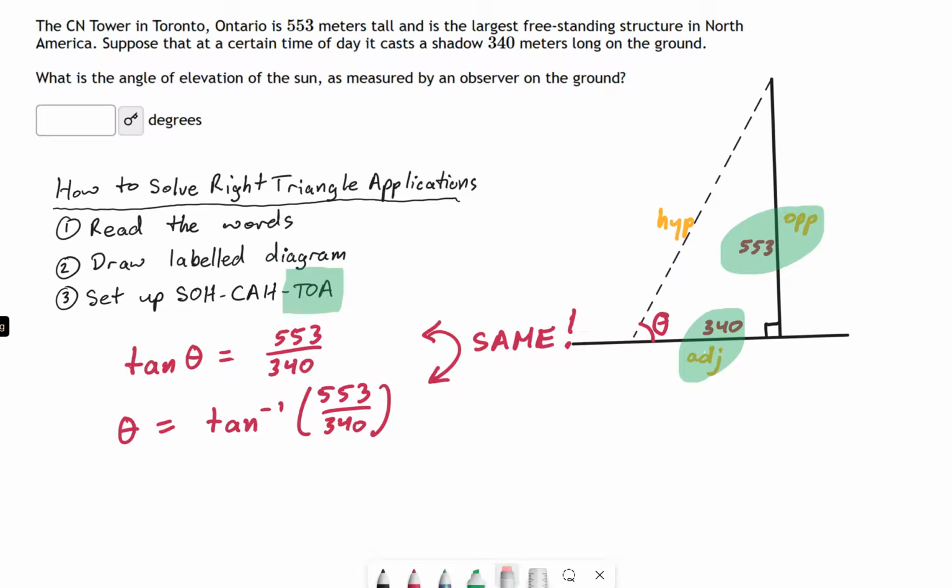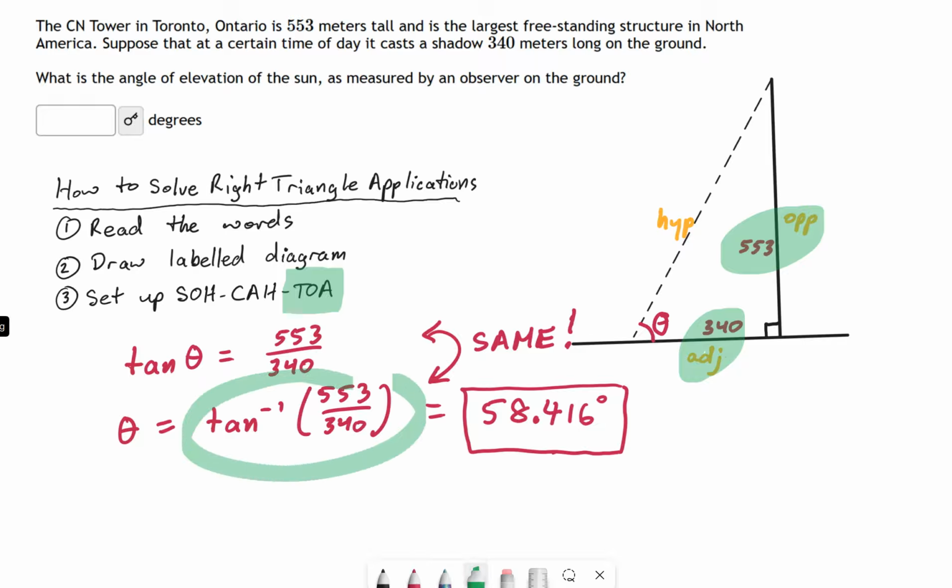So go find your tangent button on the calculator, and you'll probably have to use the second function to get to the inverse tangent. It's the one with the little -1 over it. And then when you type that in and you solve it, you're going to get the answer equals 58.416 degrees. So if you got the same answer as me, when you plug this into your inverse tangent button, then you're doing it right.